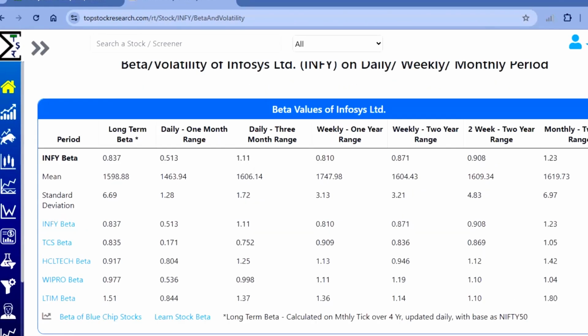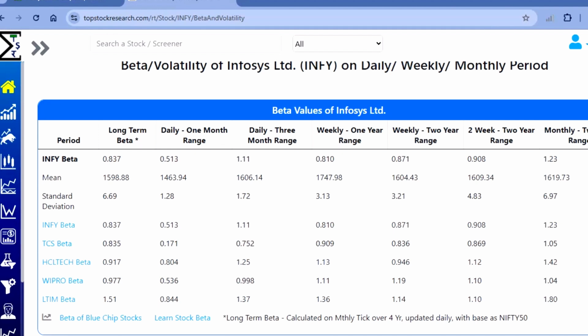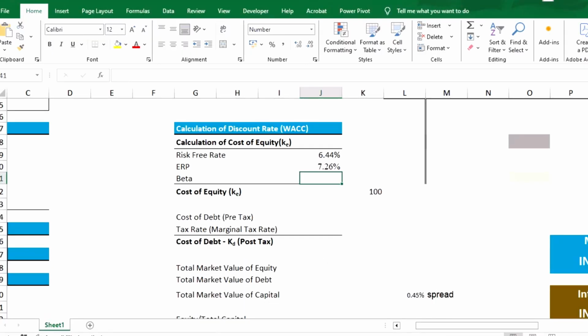One method of calculating beta is through regression, and this is the regression data. You can take this figure, weekly 2-year range. I will pick it directly and have it available.